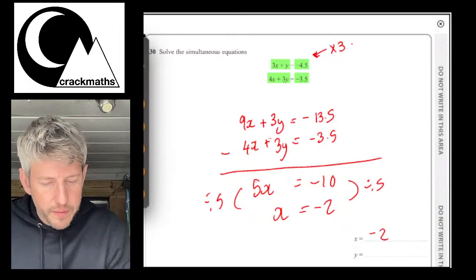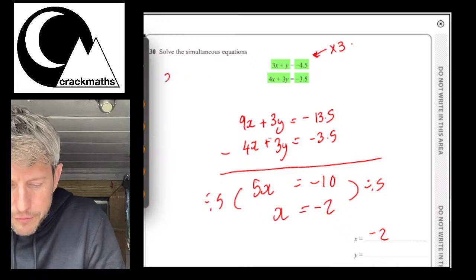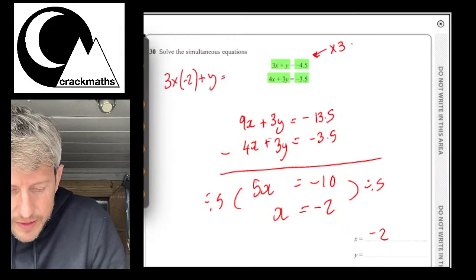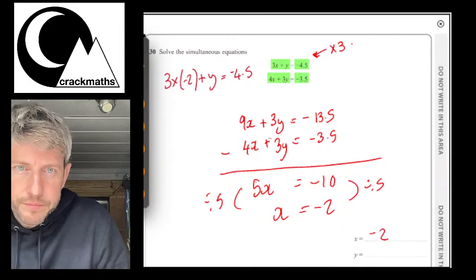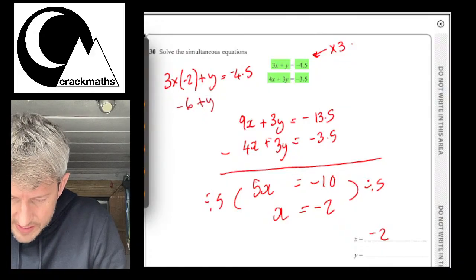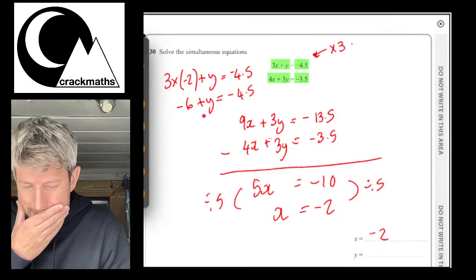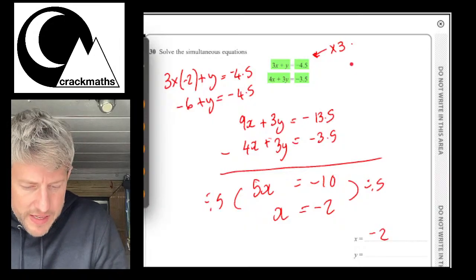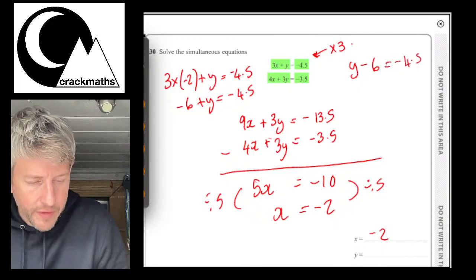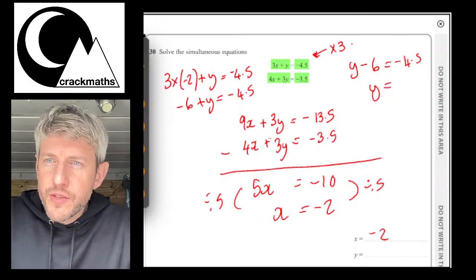And now what I can do is put this back in and find out what it is for the other one. So let's go up here. We've got 3 times minus 2 plus y equals minus 4.5. Okay, 3 times minus 2 is minus 6. Minus 6 plus y equals minus 4.5. So what I can now do is, if I think about this as y minus 6, equals minus 4.5, I can then add the 6 to the other side. So y equals minus 4.5 add 6.